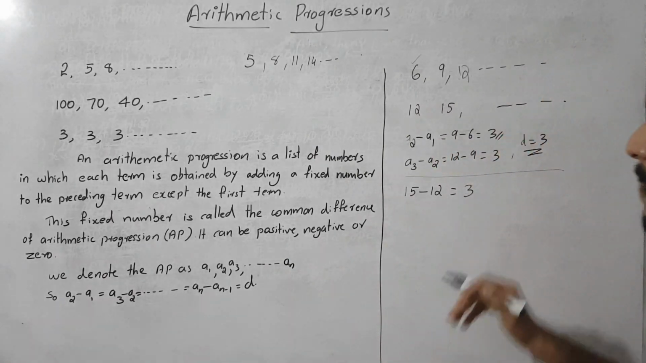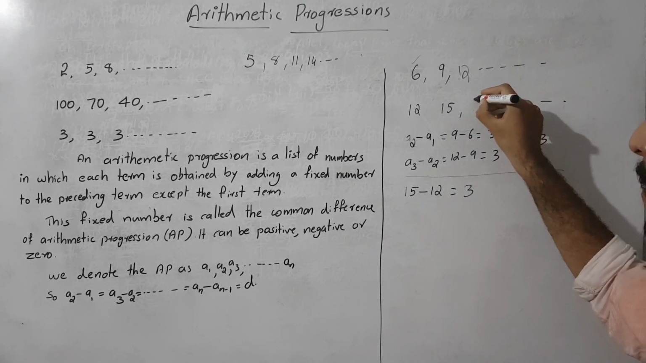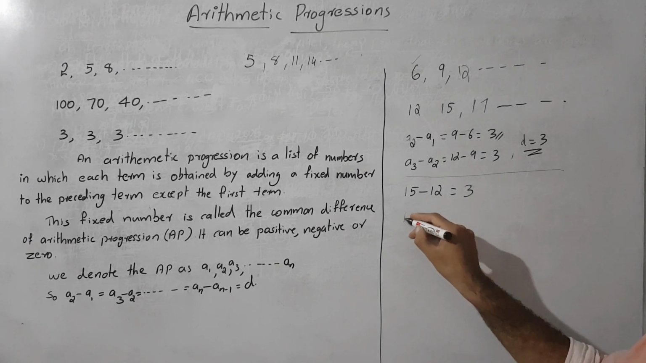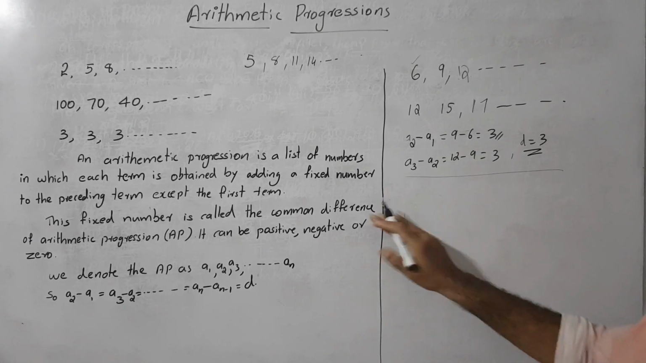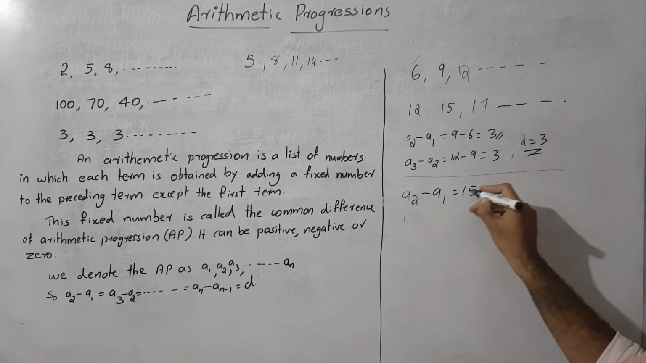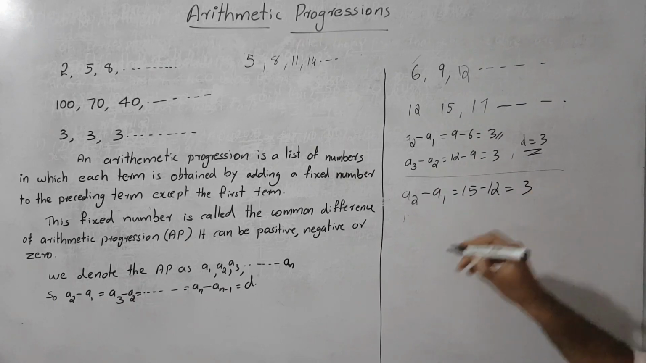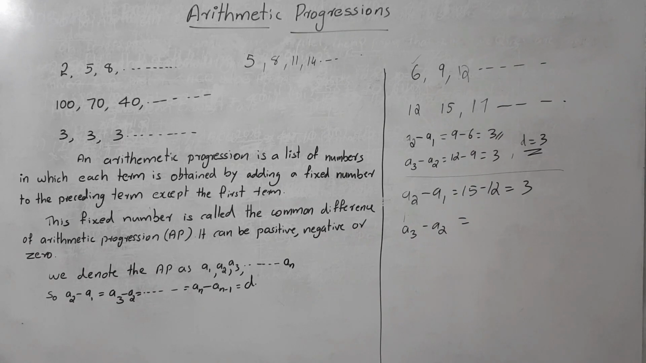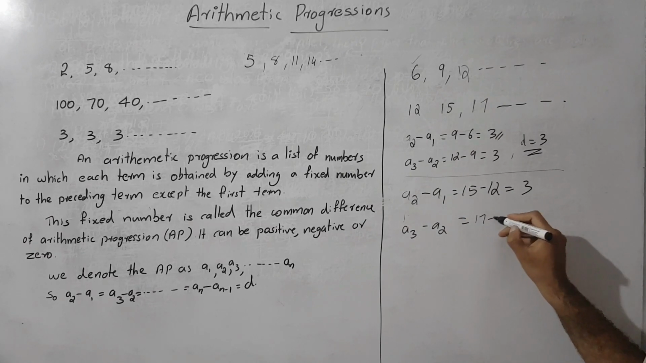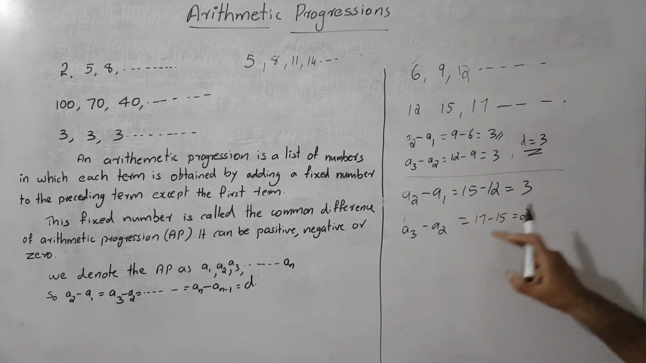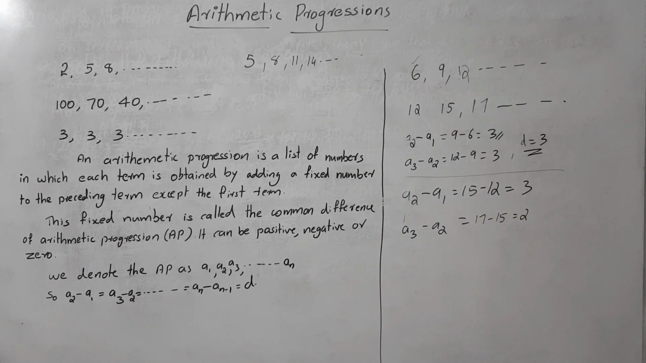Okay, so to say the common difference, we need the third term, 17, and then we subtract. First, A2 minus A1 is equal to 15 minus 12, which is 3. Then A3 minus A2 is equal to 17 minus 15. That is 2. Okay, that means the first difference and second difference are not equal. So this sequence does not have a common difference.